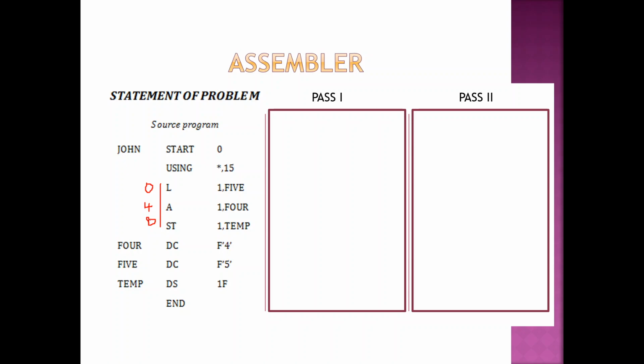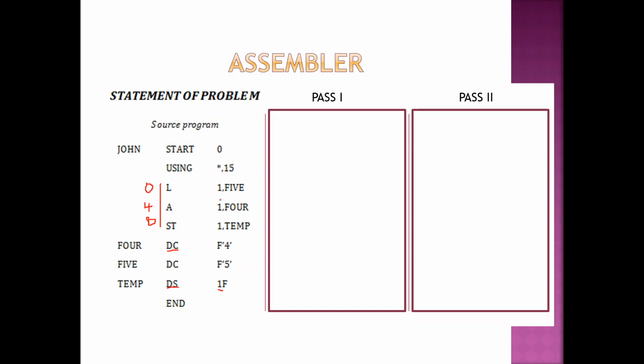In temp. Just for us to refresh, DC here is going to be define constant. It will tell you that one full word is required for 4 and the value stored inside 4 is 4. Similarly 5, one full word, value stored is 5. But temp, we don't know what is the value stored inside because we have to find out. The program itself is for that. So I'm just going to say define storage only. No define constant can be done here because we don't know the contents of it. So we are going to say define storage, one full word, that's it.